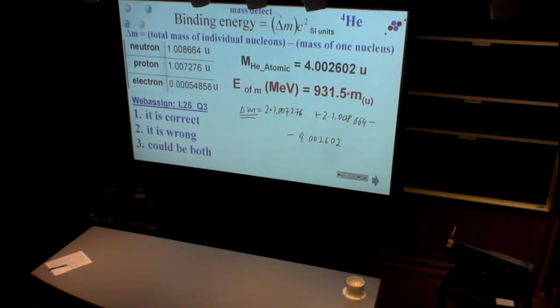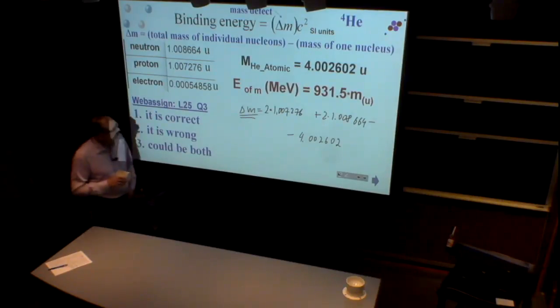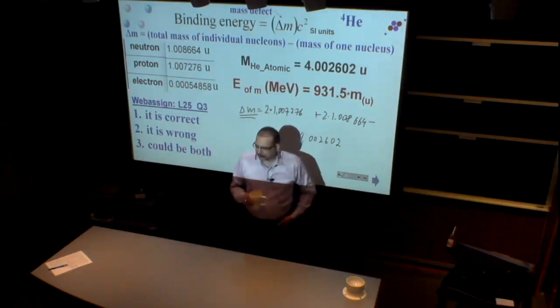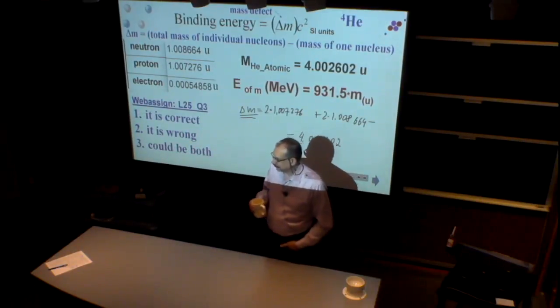What did you select? Looks wrong. How does it look wrong? I see all the letters, delta m equals 2. I understand everything. What's wrong?